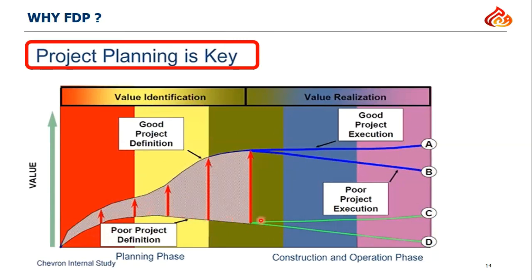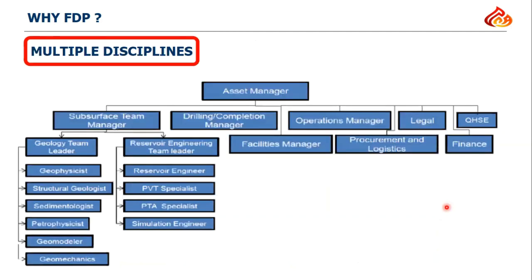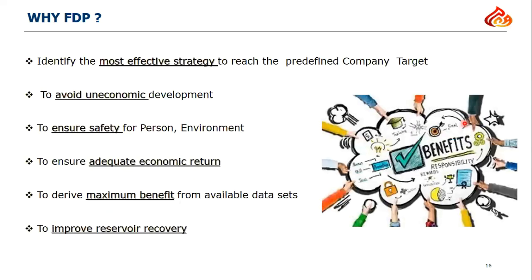So if I have poor planning and good execution, I will not reach the maximum potential value of our project. Finally, why should we have field development planning? Because I have multiple disciplines. As I said, we have exploration team, geologists, drilling, completion, production people, reservoir, petroleum engineering, also HSE, legal, and so on. All of these are multiple disciplines. I have to optimize the objective and satisfy the needs of all of these people.